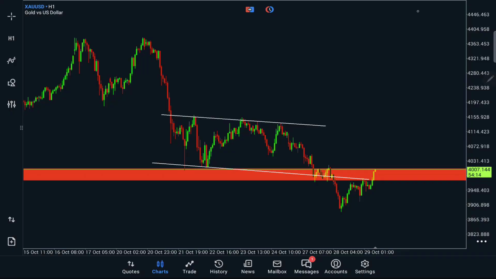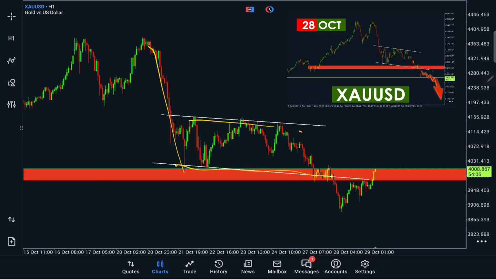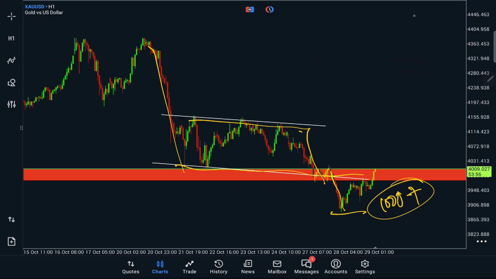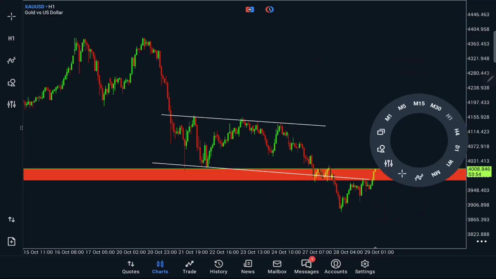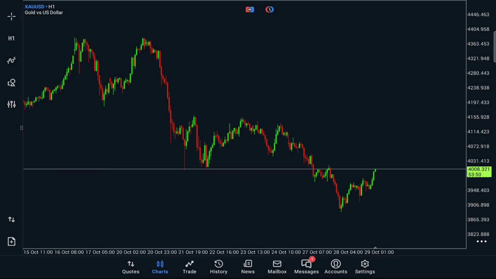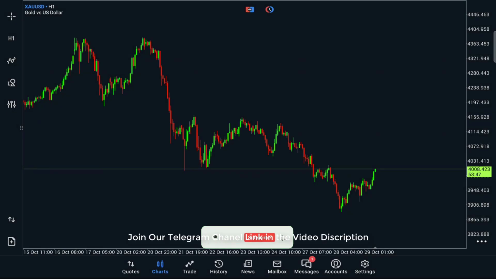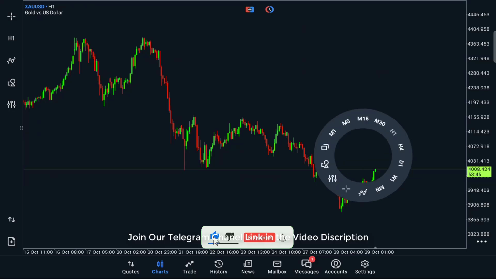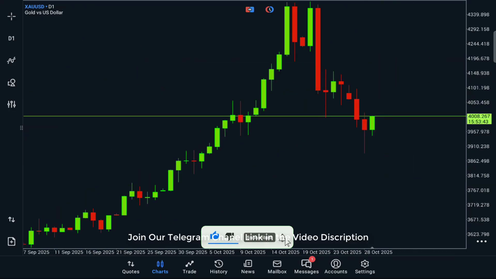As you can see there, that was our yesterday's analysis, and we told that there was a bearish flag pattern formed, and that analysis moved more than 1000 pips. Okay, more than 1000 pips, and we will make another analysis for today. So let's remove all of the previous drawings and check where the market can move for today. Okay, so let's go back to the daily time frame first to check the market direction.